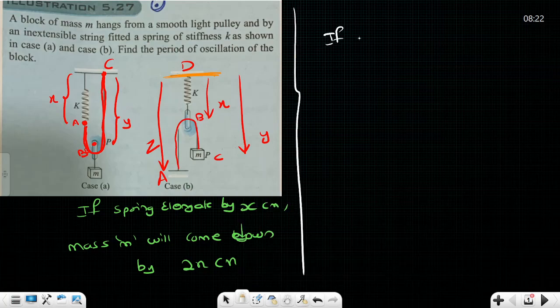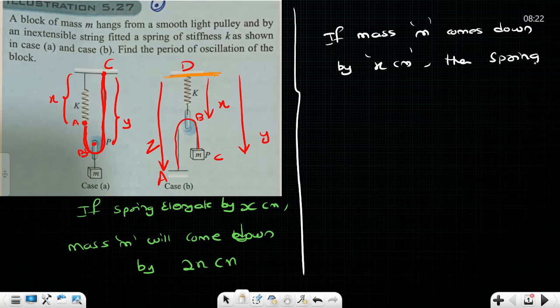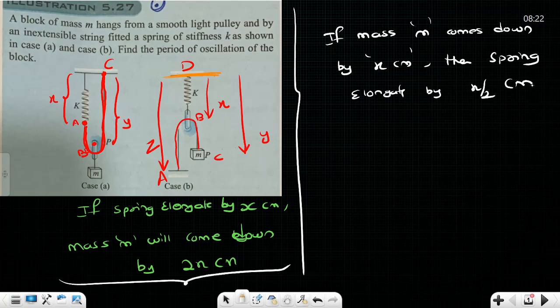If mass m comes down by x centimeter, then spring elongates by, see reverse of this statement, spring elongates by x by 2 centimeter. I think it is clear for you. Just opposite of this.